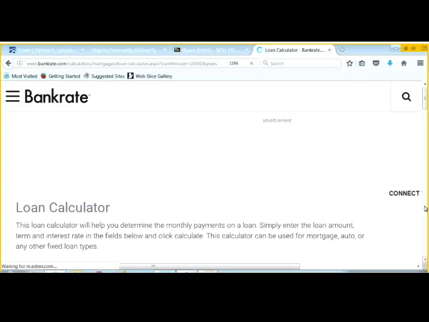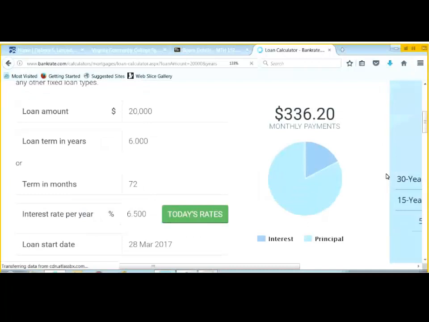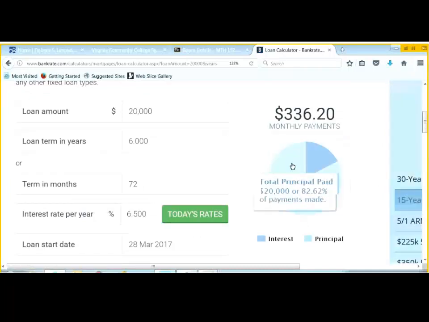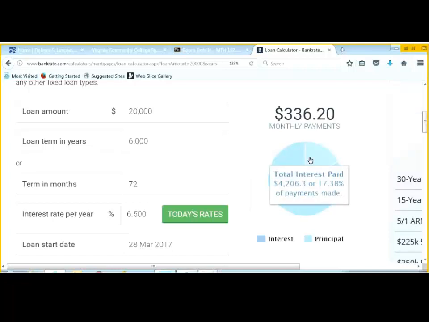And what do you get? $336.20. So of that $336.20 over the entire period of the loan, 82.62% of that is paying off the $20,000, and 17.38% is paying the interest on the loan. But the interest is more at the beginning of the loan and less at the end of the loan, which we'll demonstrate here.